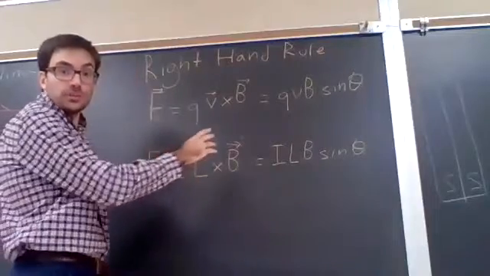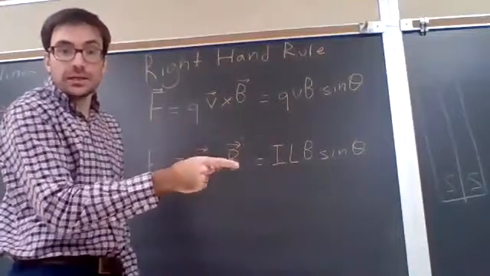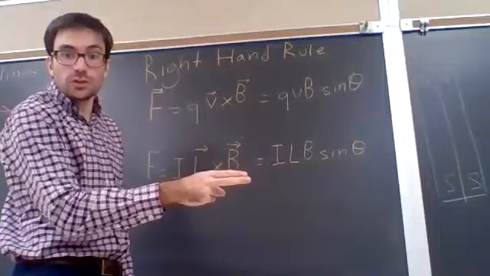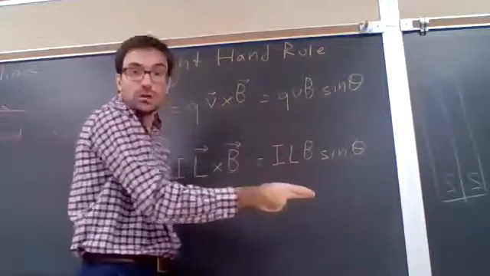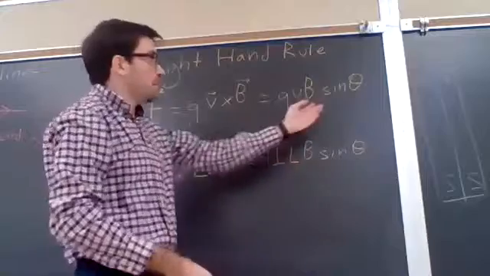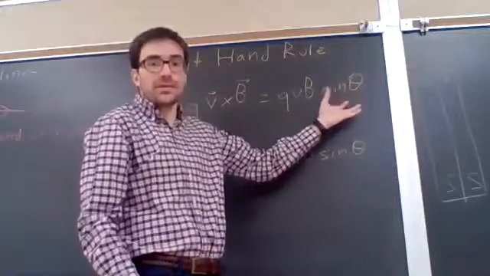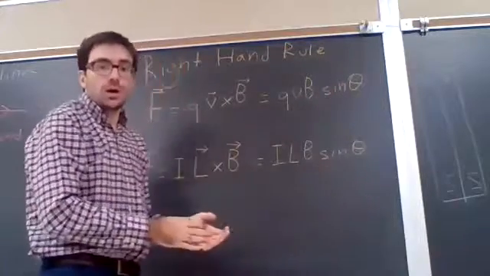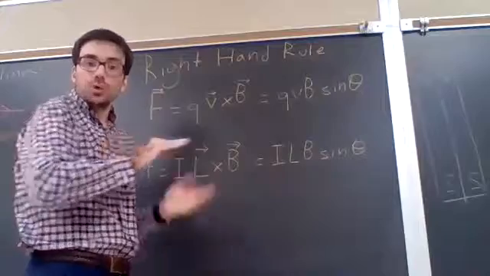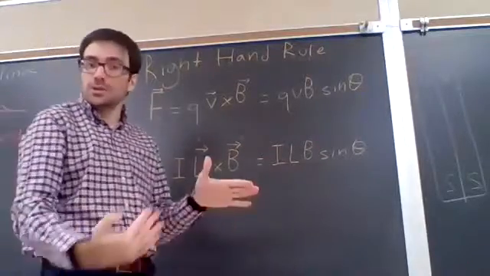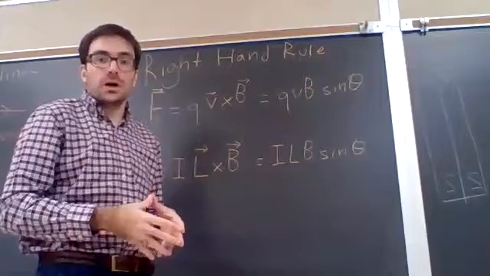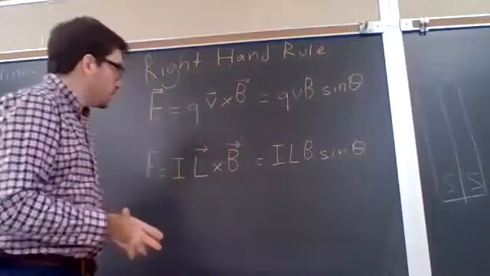Now, what that also does mean, though, is that if the velocity and the field are in the same direction, then there's going to be zero force. Because when theta equals 0, sine theta is also equal to 0. So a charge moving along a magnetic field is not going to experience any force. It's only when you're moving across a magnetic field that the charge experiences a force.